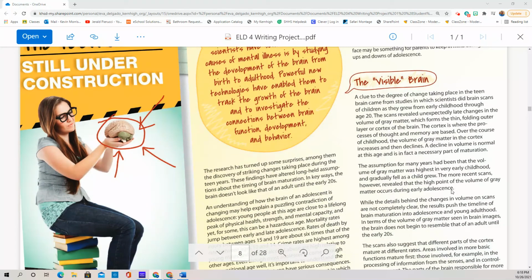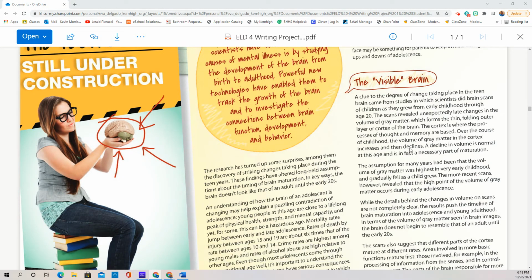The visible brain. A clue to the degree of change taking place in the teen brain comes from studies in which scientists did brain scans of children as they grew from early childhood through age 20. The scans revealed unexpectedly late changes in the volume of gray matter, which forms the thin, folding outer layer of cortex of the brain. The cortex is where the processes of thought and memory are based.